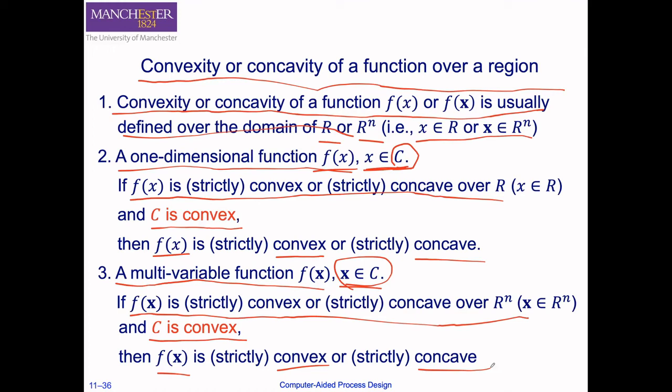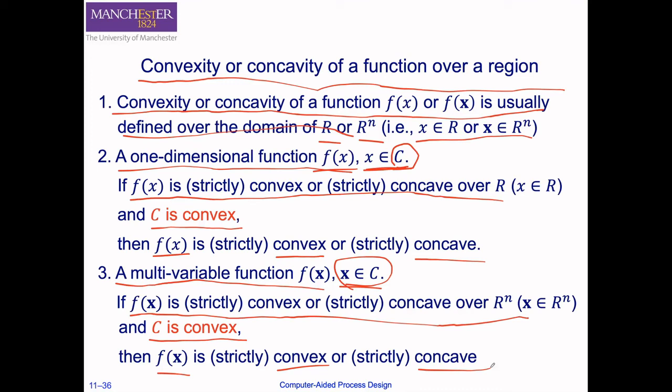From these statements, we can see if we have a specific domain for a function f(x) and we want to determine if a function f(x) is convex or concave, the specific domain must be convex. This is also true when the domain is R or Rn. This is because R and Rn are also convex regions, as we mentioned before. In other words, the definition of a convex or concave function must be on a convex region. If the specific domain is not convex, then the function is usually neither convex nor concave.